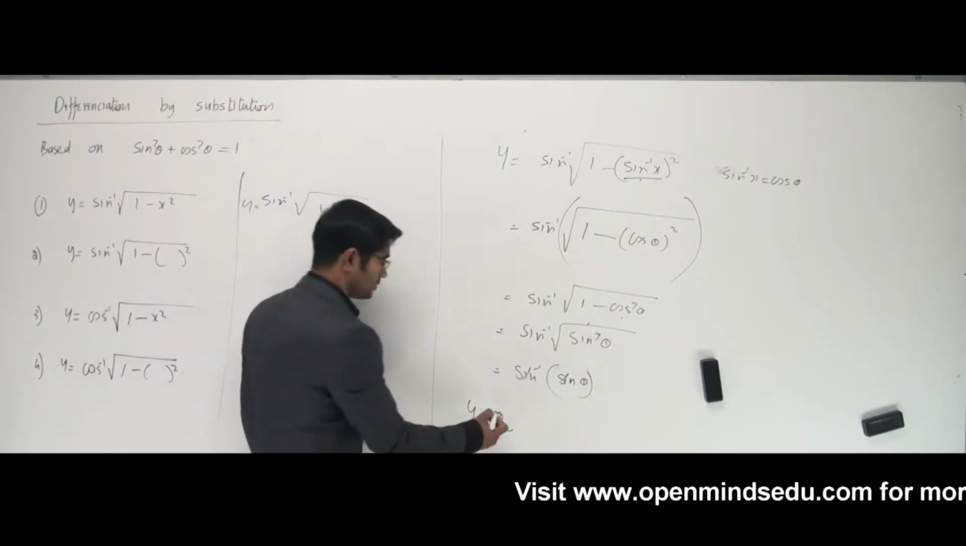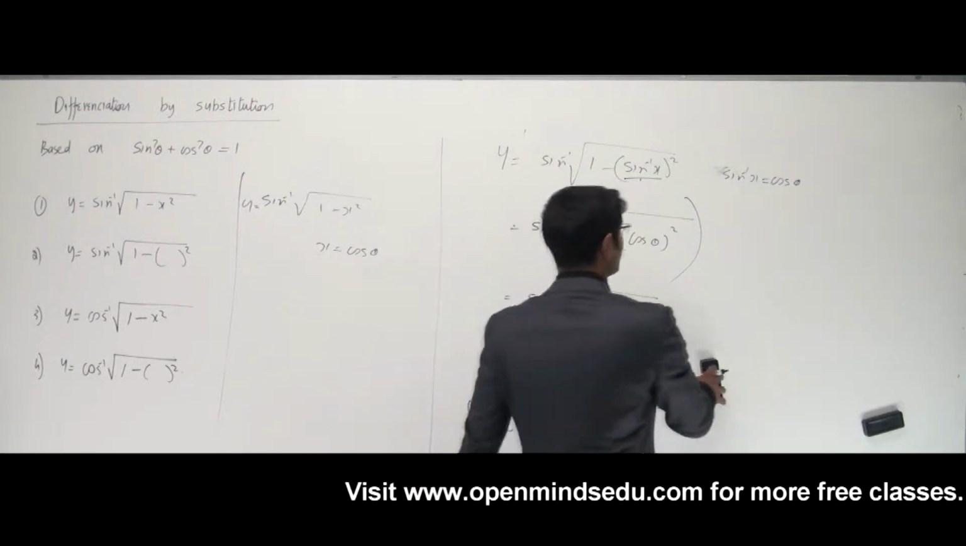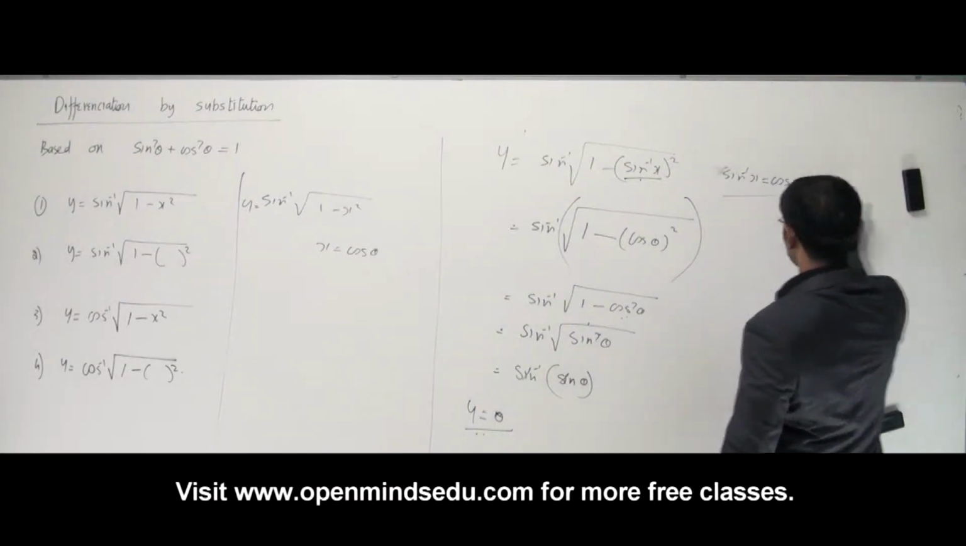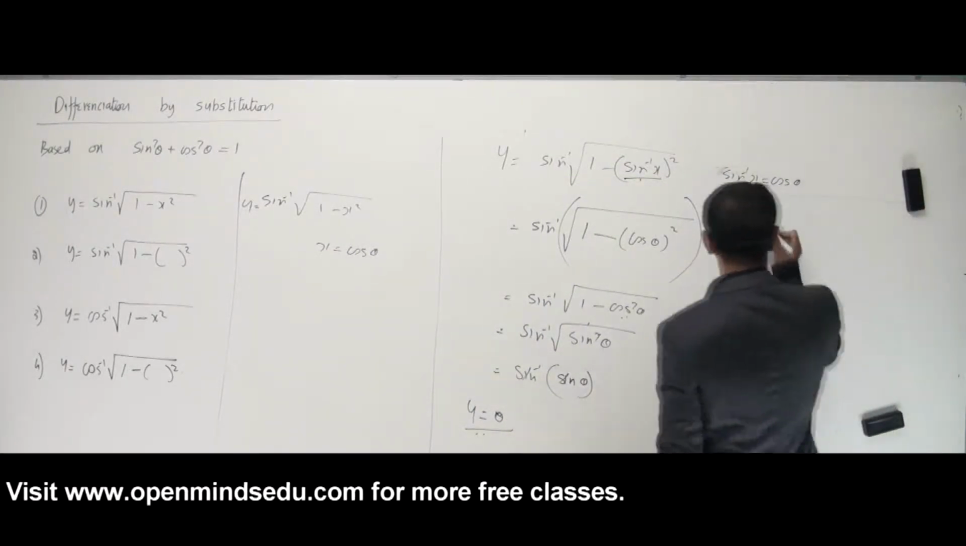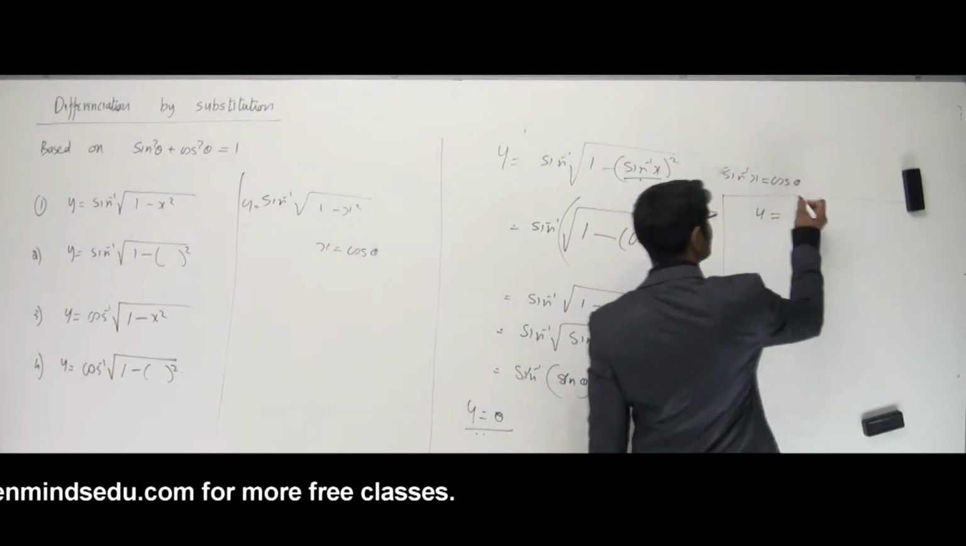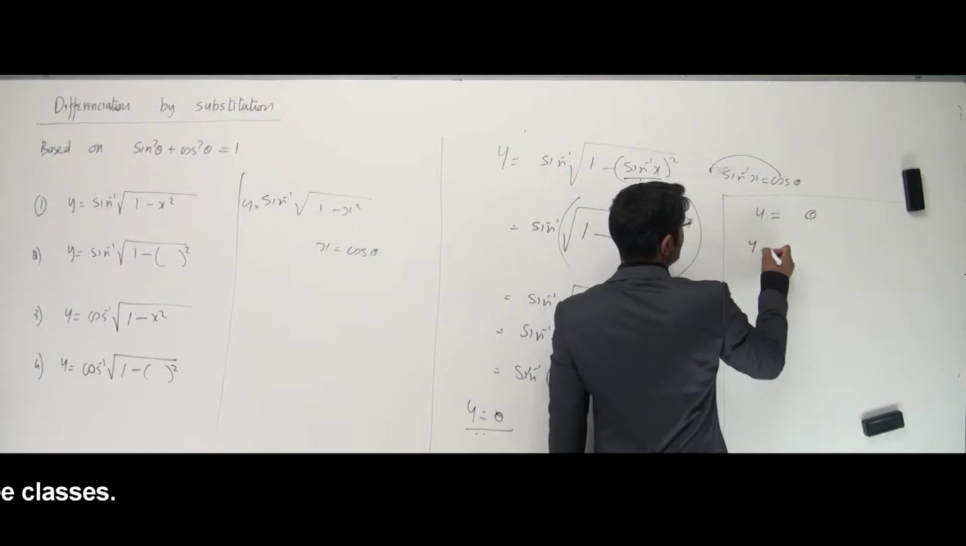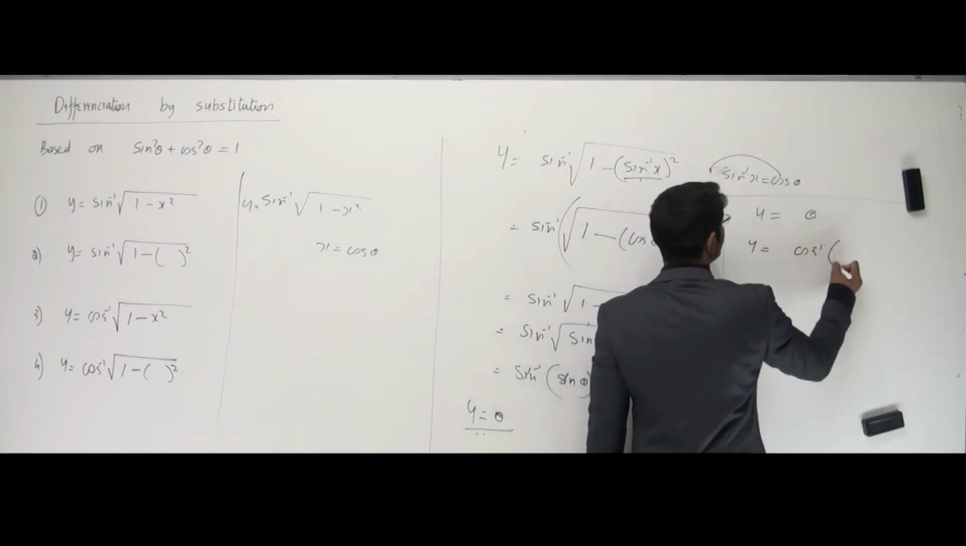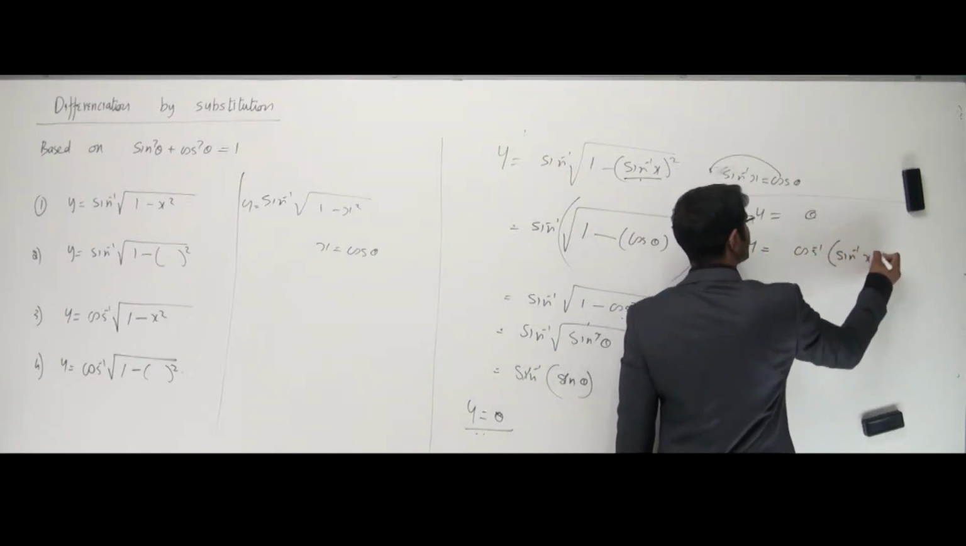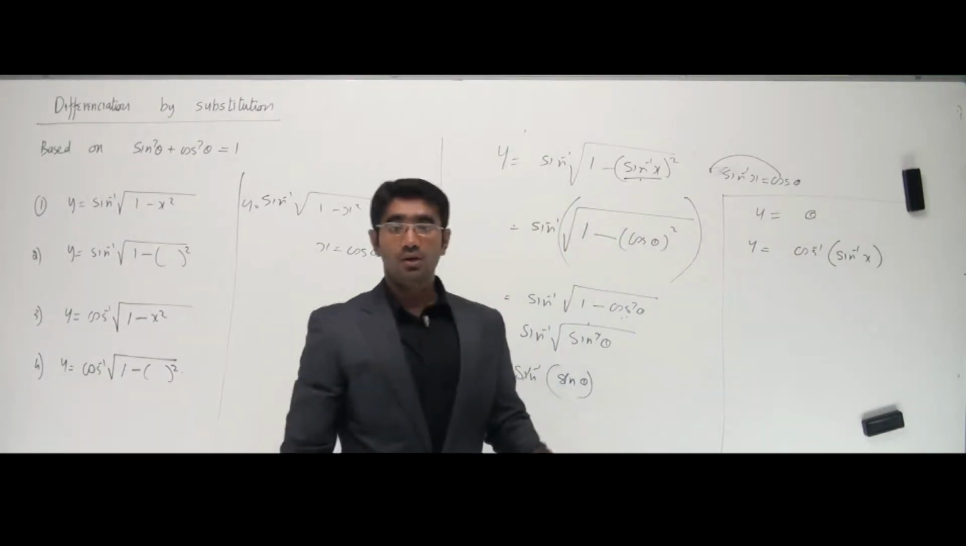Now what I have to do is the differentiation of this. It becomes very easy with this substitution. My new question is y is equal to theta. Now who's theta? I'll get theta from here. Can I put cos on the other side? It will get y is equal to cos inverse of sine inverse of x. That's it.